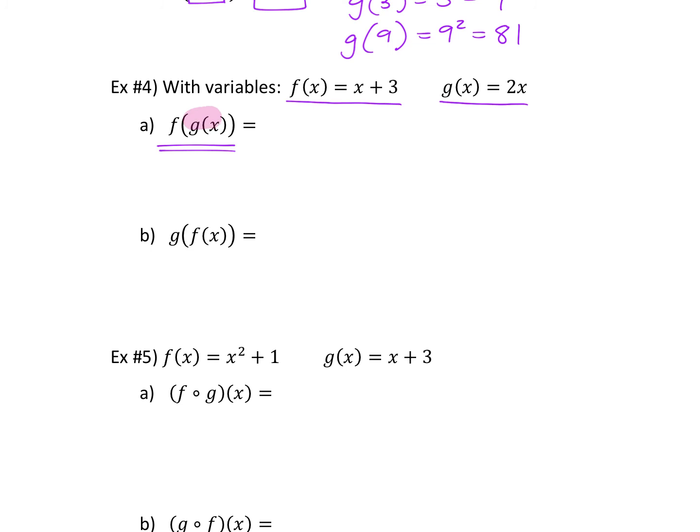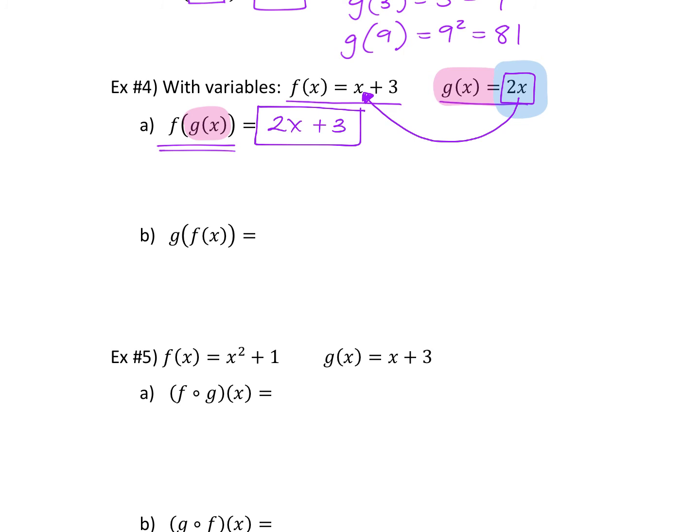So here's the deal. If we start with this, basically they're saying you get this. g of x is 2x. That means now we're going to take that 2x and drop it in place of x on our f of x function. So x is going to be replaced with 2x. So we would say f of g of x is 2x plus 3.